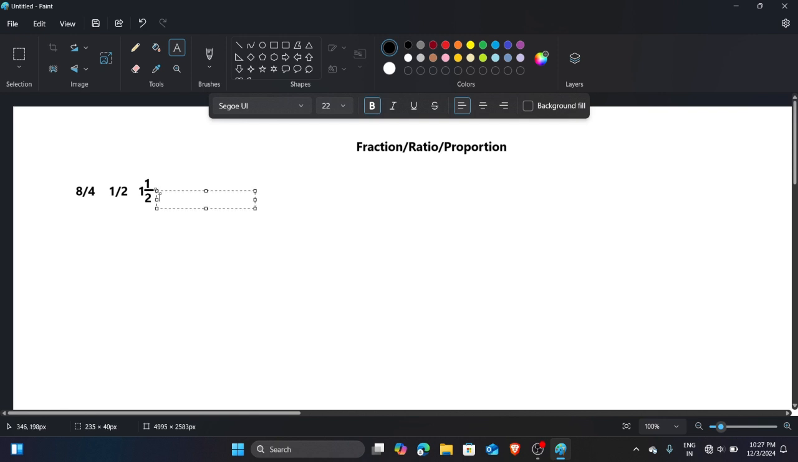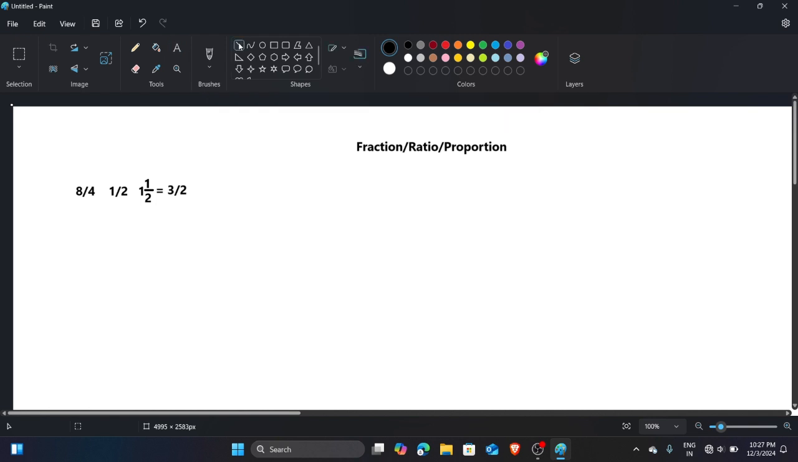You can also write this as 3 by 2. It is nothing but, when you divide 3 by 2, you get one complete portion and one half portion, 1 by 2, is remaining. Suppose you try to divide it.